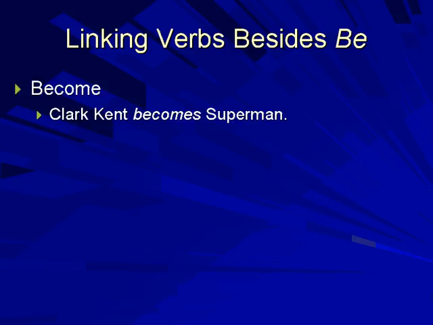Here's the thing, though. The be verb is not the only verb that functions as linking verbs. We have a few others. Some of the most common are as follows. We have become, as in this sentence. Clark Kent becomes Superman, right? Before Clark Kent is Superman, he has to become Superman. So become is considered not an action verb, but a linking verb.